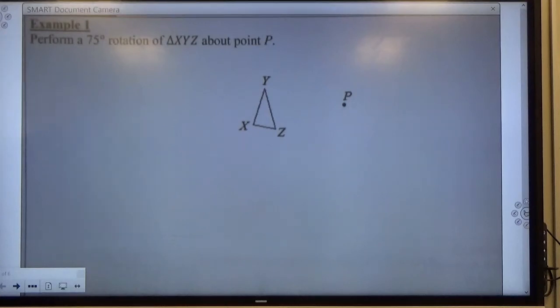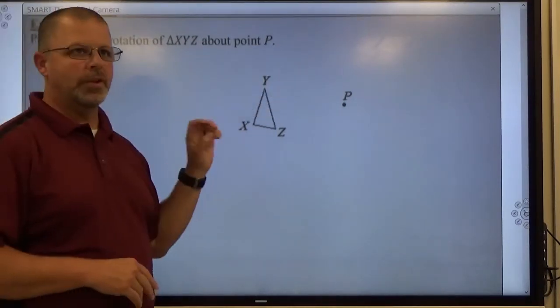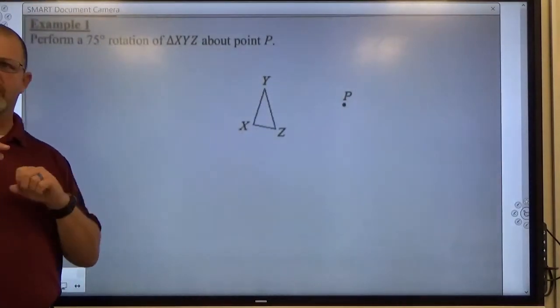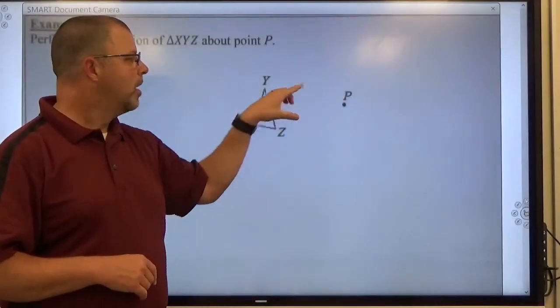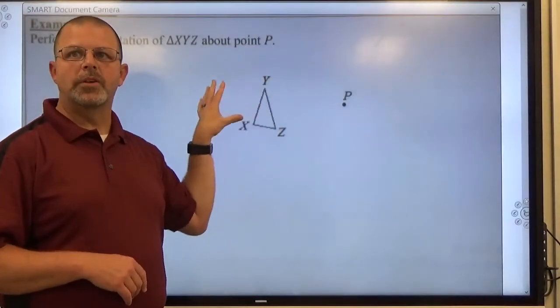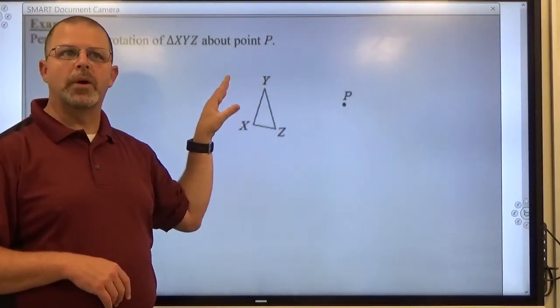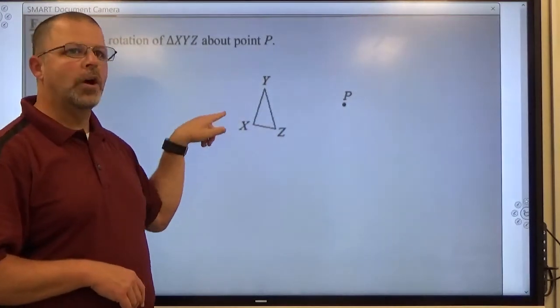All right, so example one, we're supposed to perform a 75-degree rotation of triangle XYZ about point P. A rotation is going to have a center of rotation, which in this case point P is my center of rotation. P could be anywhere. The angle, the triangle, the points can be anywhere. Whatever you're trying to rotate, you're going to rotate all the vertices.